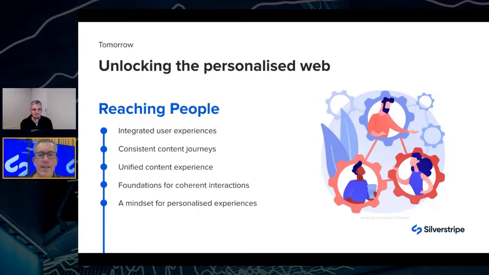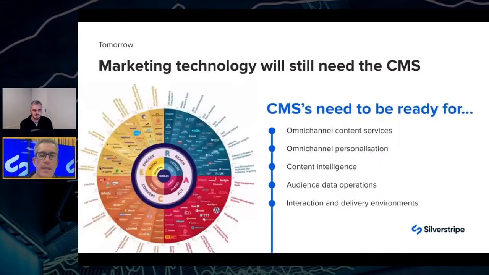So as Jackson said, a very important part of the future that we see is about unlocking the personalized web and reaching people. And so if we can do that through the CMS, to be able to have integrated user journeys or experiences, consistent content experiences across that journey, a unified content experience right across any channel of choice, anytime they want, with that unified, consistent messaging and content journeys. Foundations for those coherent interactions, so they're not disjointed. And most importantly, a mindset for personalized experiences. So if we go on to the next slide, please, Jackson.